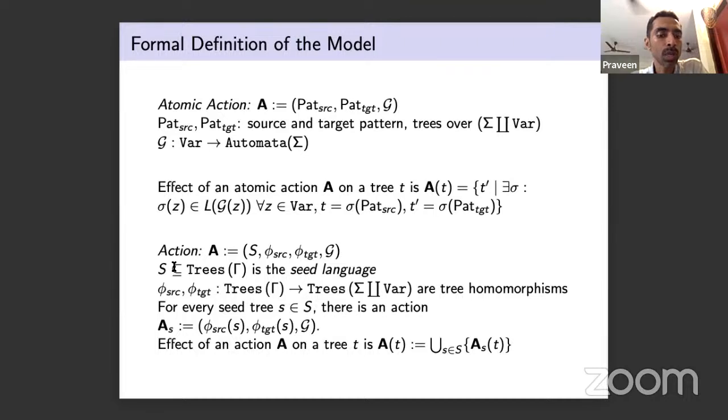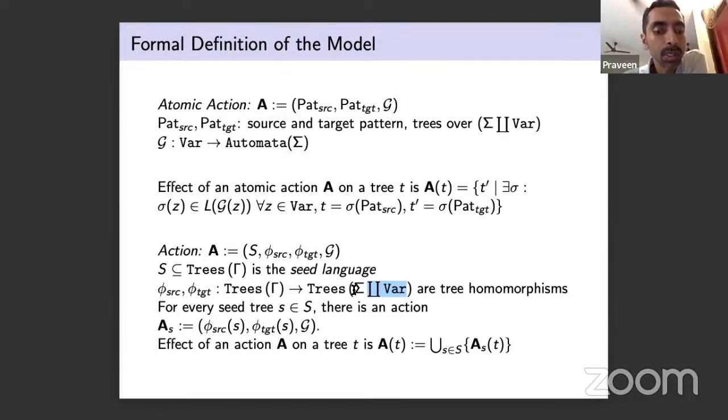Right. So we have this. If you just take these morphisms itself and say that instead of sigma union variable, suppose you just have sigma. So these phi source and phi target are just homomorphisms from gamma to sigma. Then that itself is a tree transduction.